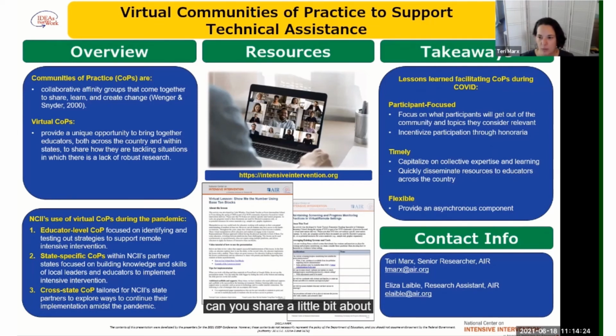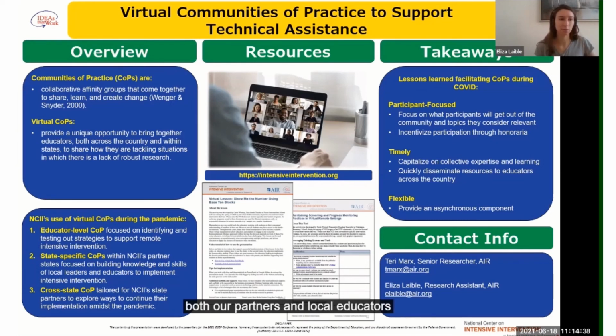Eliza, can you share a little bit about where folks can find more information about some of the resources? Sure. In a few of our COPs, both our partners and local educators helped us develop resources, some of them specific to providing support during the pandemic, and others more state specific. And all these resources can be found on our website at intensiveintervention.org.